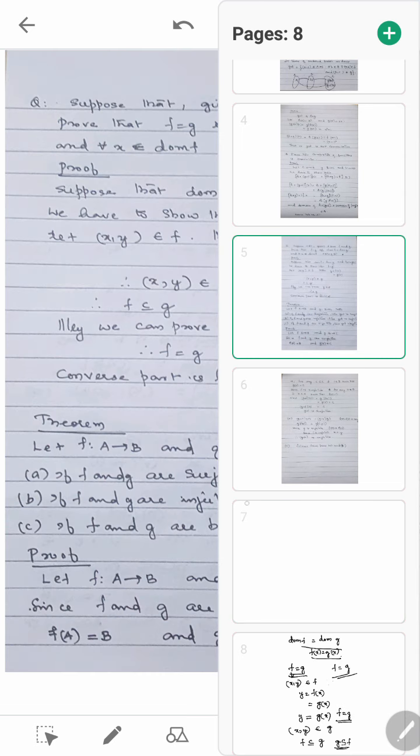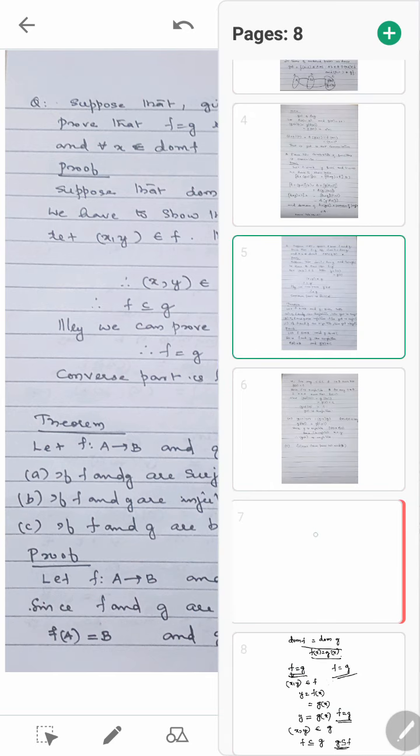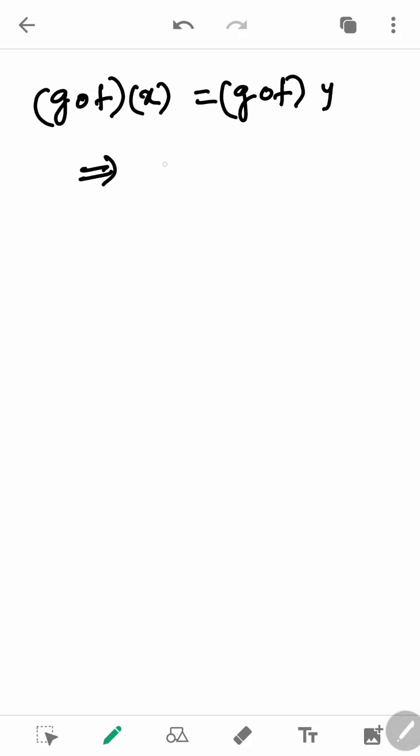Next one, what you have to prove? If f and g are injective, then g composition f is injective. We have to prove that g composition f is injective. Injective means g composition f of x is equal to g composition f of y implies x is equal to y. Once we take this condition, we have to show that x is equal to y.